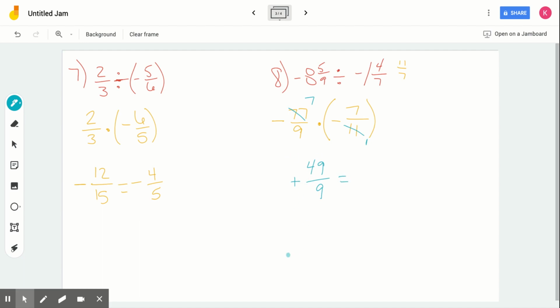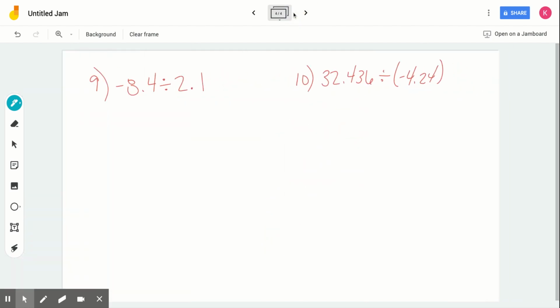Now again, we have an improper fraction, so we must put the top number inside the house. 9 goes into 49 5 times. And there are 4 left over. So 5 and 4/9 is our final answer.